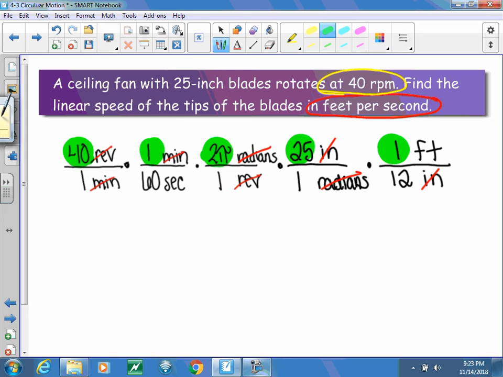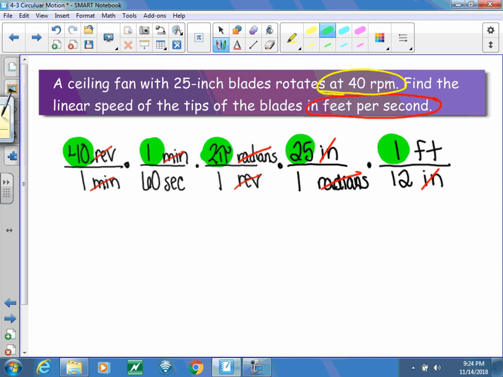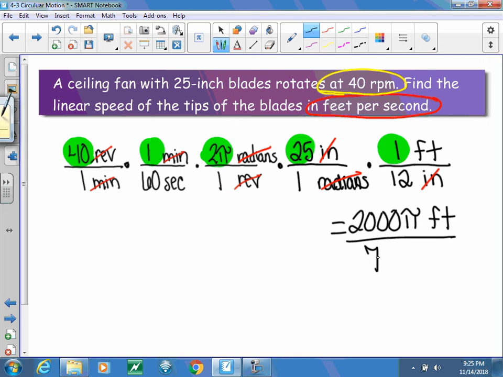I'm going to grab my calculator real quick. Alright, once I multiplied this all out, I ended up getting 2,000 pi feet over 720 seconds. That simplifies down to 8.727, and we end up with feet per second.